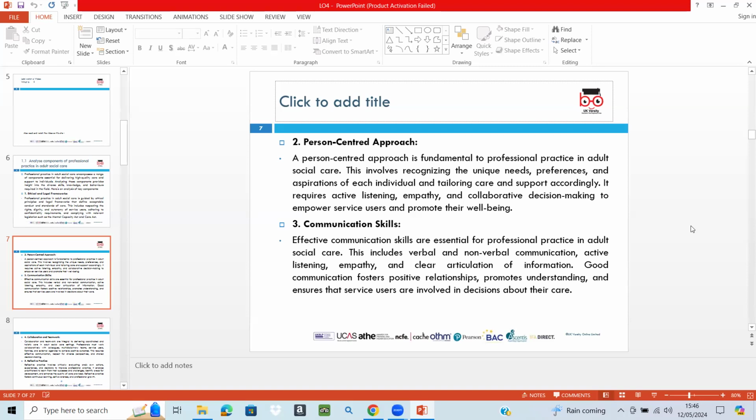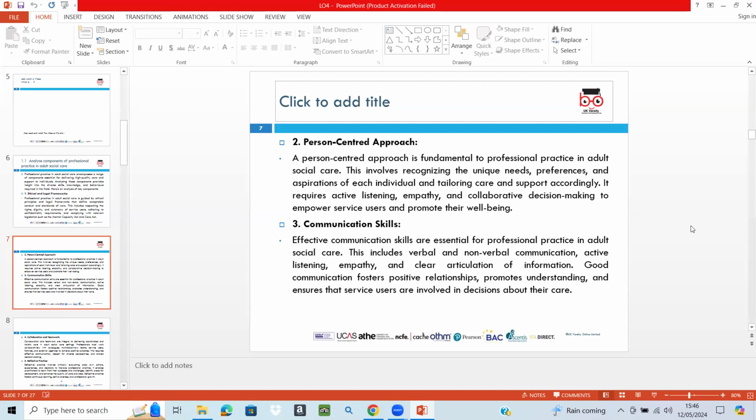Again, for example, in a group home setting, a service user expresses feelings of loneliness and isolation during a one-to-one conversation with a care worker. The care worker responds with active listening, showing empathy and understanding, and engages in a discussion to explore a solution, and will involve the service user as well in it.